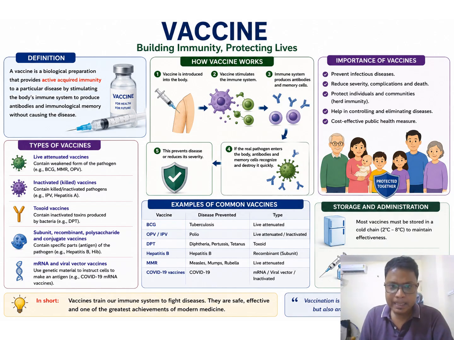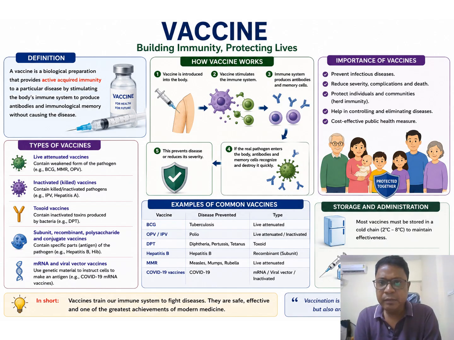mRNA vaccines. Okay. So these are the names of common vaccines, like BCG, which is used for TB or tuberculosis. This is a live attenuated vaccine. OPV or IPV is the polio vaccine. Again, it is live attenuated or sometimes inactivated also. DPT, diphtheria, pertussis, tetanus, and then hepatitis B, which is used to prevent hepatitis B, MMR, measles, mumps, rubella, and then COVID-19 vaccine for the COVID-19 virus.